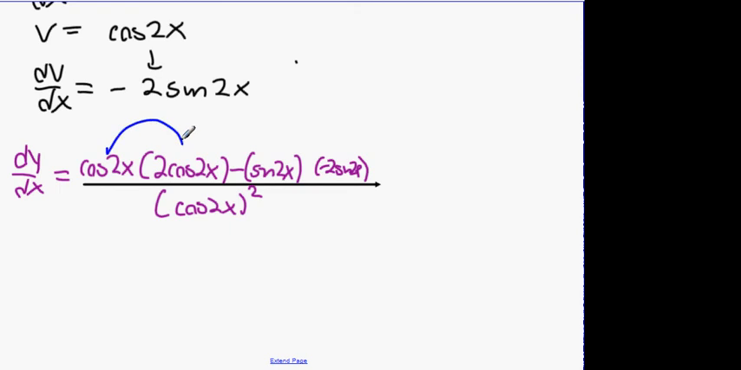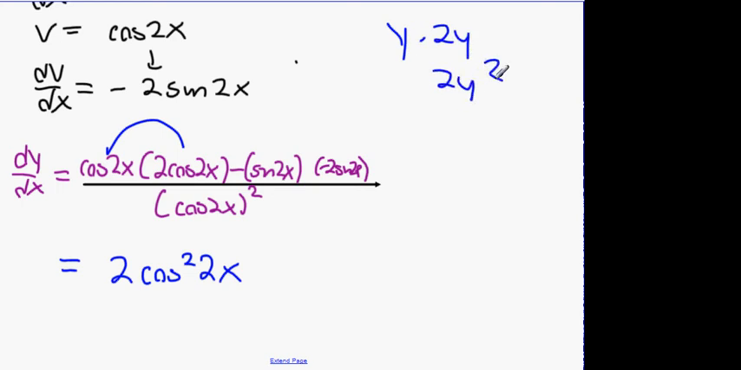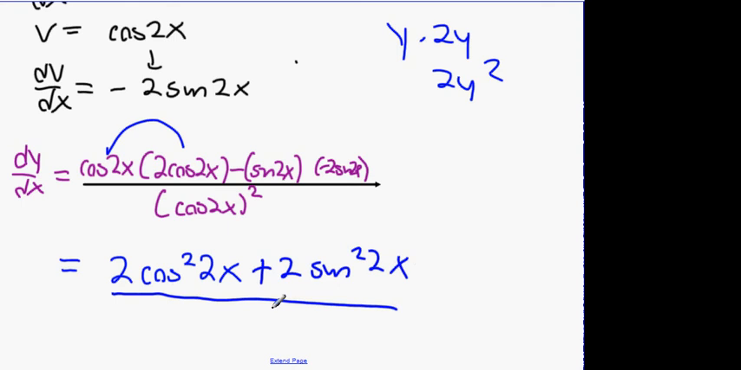Now, have a look at this, okay? Cos 2x multiplied by 2 cos 2x. Anybody? 2 cos squared 2x. Those who don't understand that, it's y multiplied by 2y, which is 2y squared. Same thing. This one here, plus 2 sin squared 2x all over cos squared 2x, isn't it? Now look at this, guys.